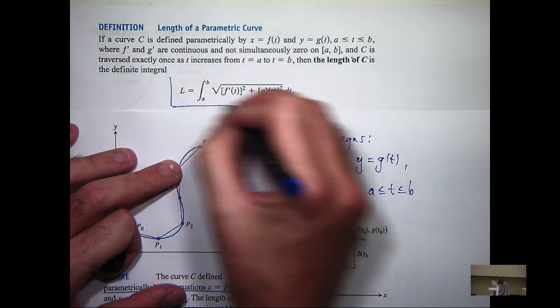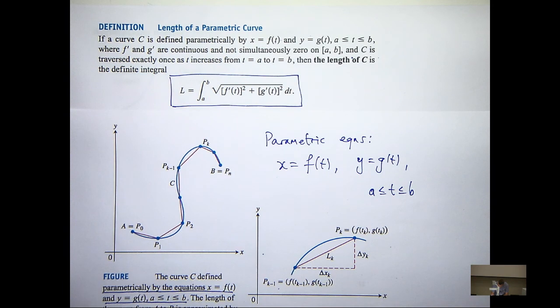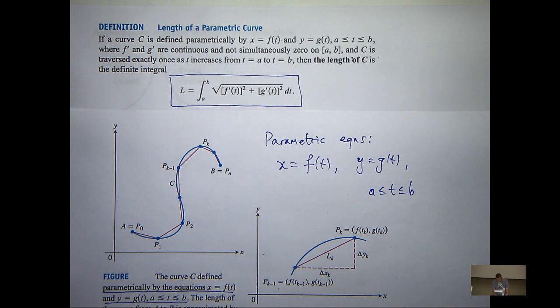So we've still got an integral involving a square root, but instead of having f prime, or I guess dy dx all squared, we've got the derivatives with respect to t in here. So f prime of t means df dt. G prime of t means dg dt. So where does that come from?